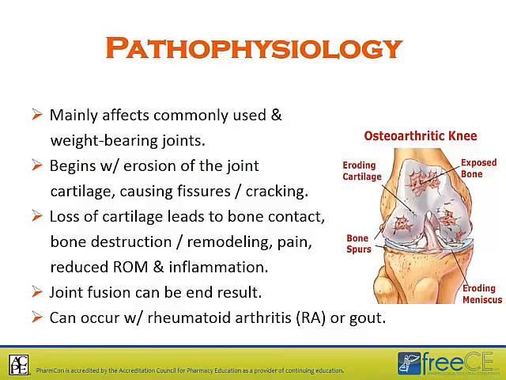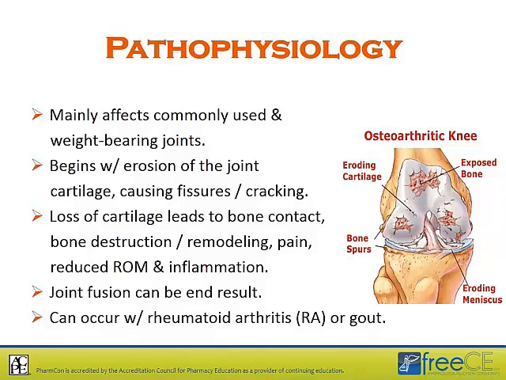The process of osteoarthritis begins with erosion of the joint cartilage, which is typically preceded by drying out of the cartilage. And this leads to fissuring and cracking within the joint cartilage. And the loss of cartilage over time leads to bone contact, bone on bone, which of course triggers bone destruction and remodeling, inflammation, pain, and reduced range of motion at those joints.